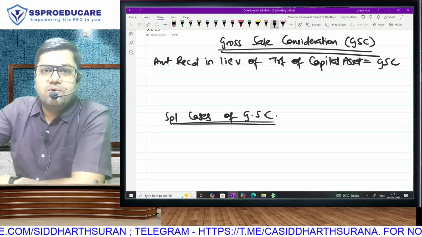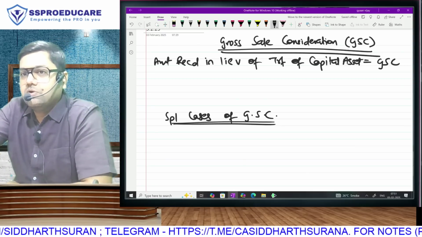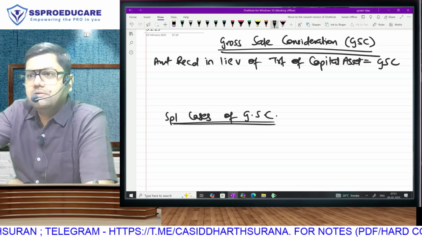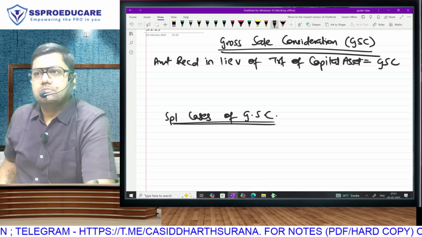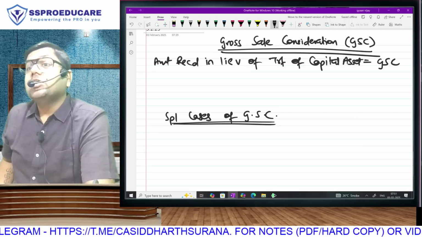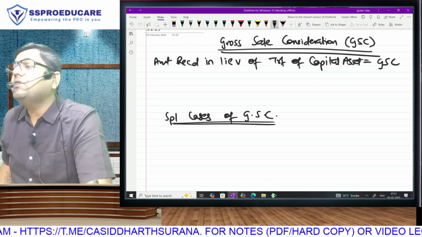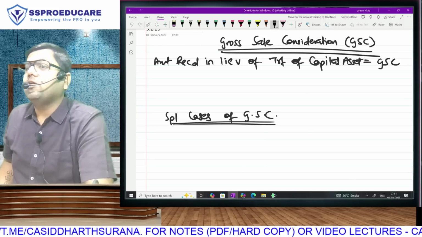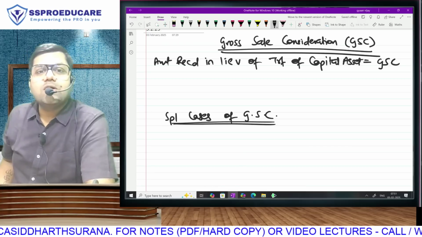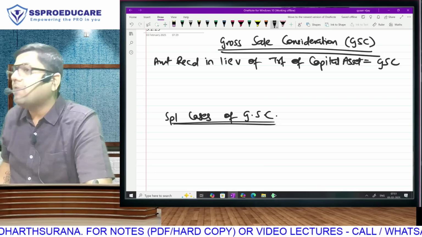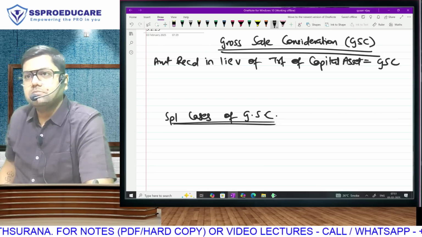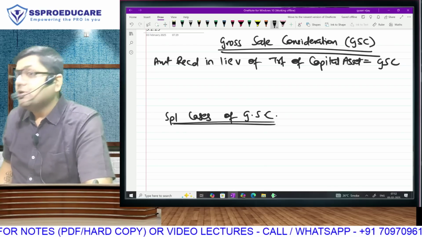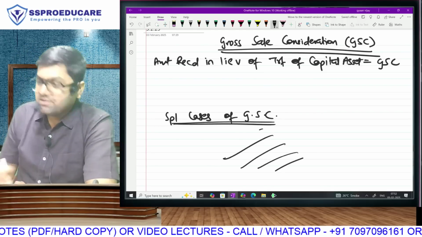The amount received in lieu of transfer of capital asset is going to be gross sale consideration. Correct? Everyone? Very easy. But the problem is sometimes this amount won't be easily available, because sometimes against your capital asset you will not be receiving money. You will give your capital asset, you will get consideration in kind. But is that also a taxable transfer? Yes. So what will be the selling price in that? All those cases will come.